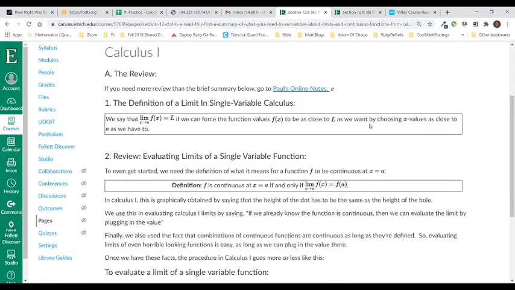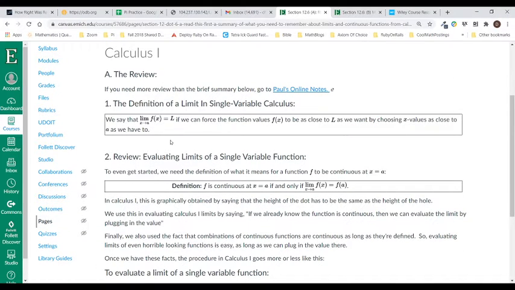The first thing we do in Calc 1 is we define the limit. Now, graphically, by the way, what we usually do is just say it's the height of the hole. If we have to write down something, we're going to say that L is the limit if we can force the function values to be as close to that height as we want by choosing x values as close to a as we have to. That's pretty fancy. We don't really have that much option in Calc 1 to use that definition that precisely, but the more calc you take, the more we're going to have to actually rely on that definition.